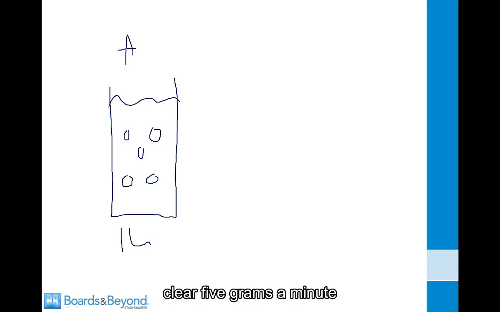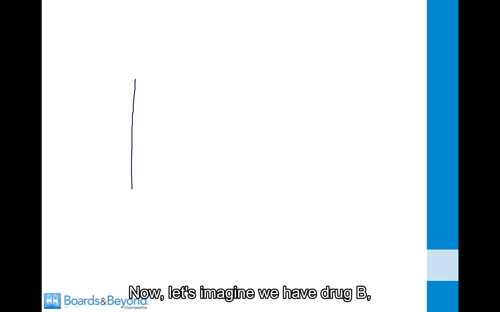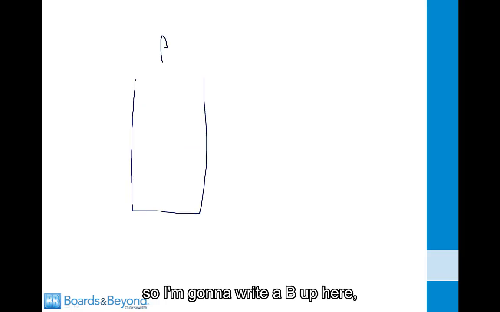Now I want you to imagine that the kidneys clear 5 grams a minute by excreting the drug in the urine. Well, that 5 grams will get removed, and the clearance of drug A will thus be 1 liter. Now let's imagine we have drug B, so I'm going to write a B up here, but let's imagine that drug B has a volume of distribution of 10 liters instead of 1 liter.